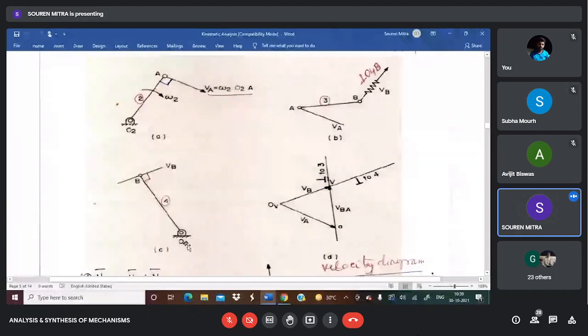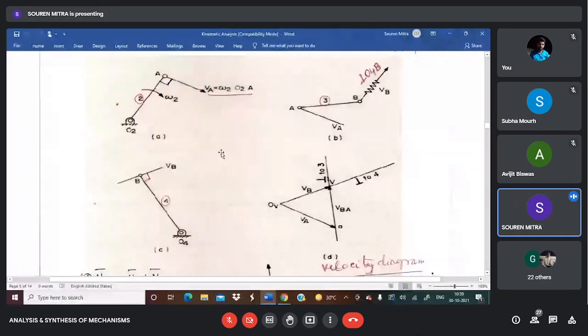Now, seeing all three moving members separately, we get some idea about the direction of velocity of B. This B and this B are the same point. Here the direction of velocity will be either this direction or that direction. These are the velocities with respect to the links when totally disconnected.